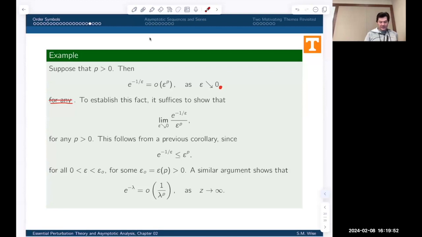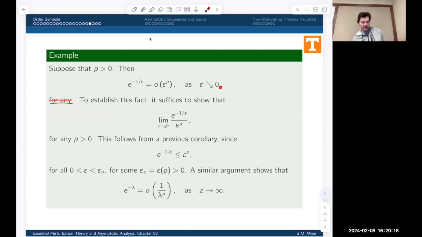Okay, so let's examine this. Epsilon is going to 0, so 1 over epsilon is getting large. So e to the minus 1 over epsilon is getting really small. How small? Exponentially small. And that should be less than, right, any epsilon to any power that you pick. Okay, so I think we've got it right.